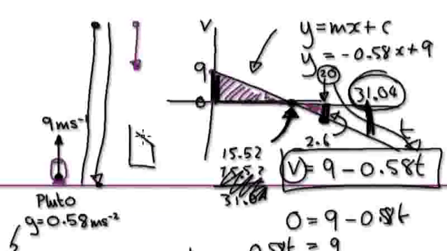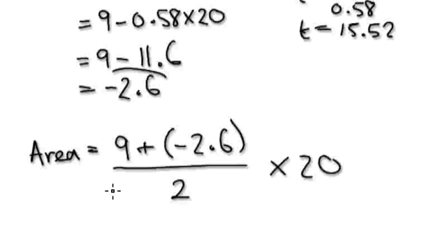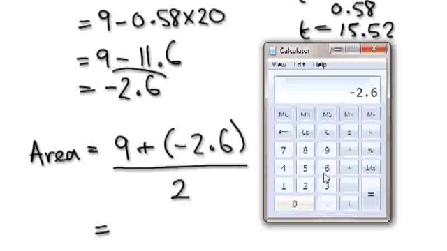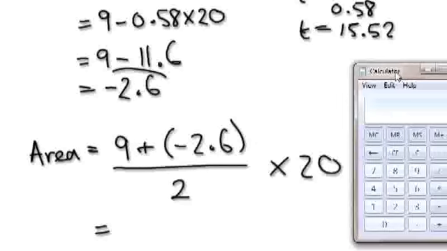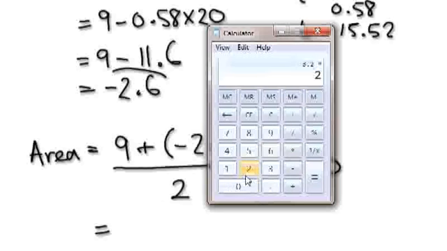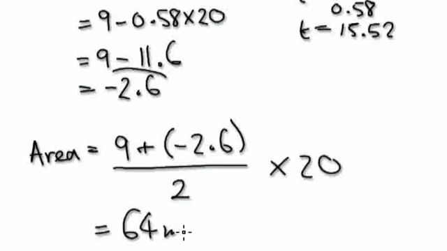If you want to work out the area of this, you would get this plus this divided by 2 and then times it by this, and then that will give you the whole area. But here I know our trapezium's in the negative side, but it will still work. Okay, so now let's try and do this. So 9 plus that is the same as, on a calculator I'm just going to do 9 take away 2.6 equals that, divided by 2 equals this, and then times 20 equals 64. So 64 meters.